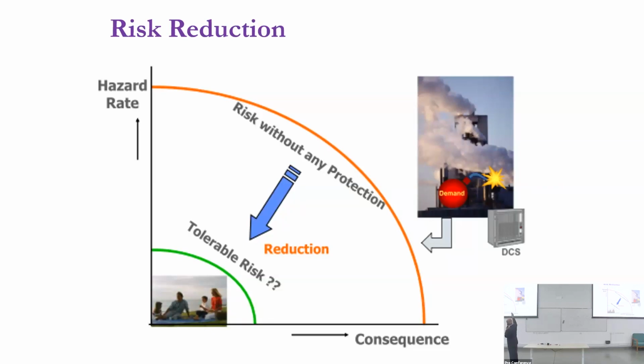So we have to come down from risk without any protection. If you don't have any protection layer, as I mentioned about the tiger, if you have a cage, you are protected. If you don't have a cage, the tiger will kill you. Like that, the more layers of protection you have, the more your risk is reduced and you will be able to live happily.